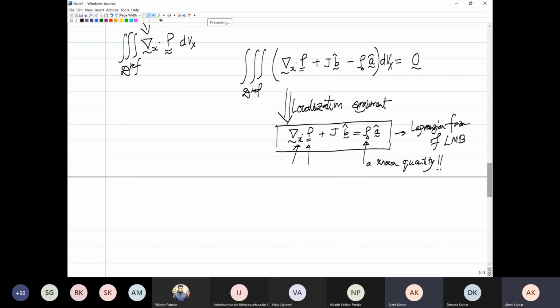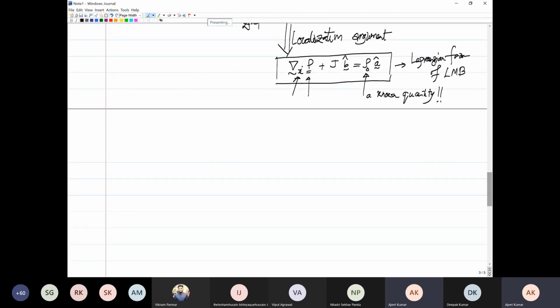So I hope this is clear to every one of you. Okay, so having derived this linear momentum balance, then of course there is another one which is called angular momentum balance.